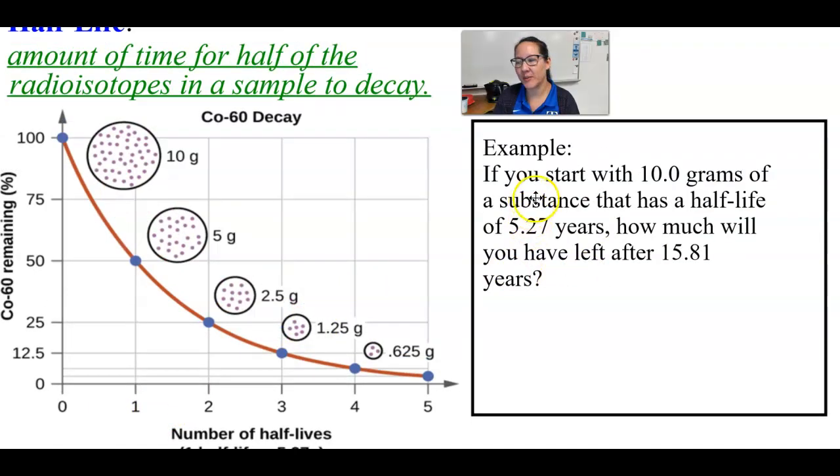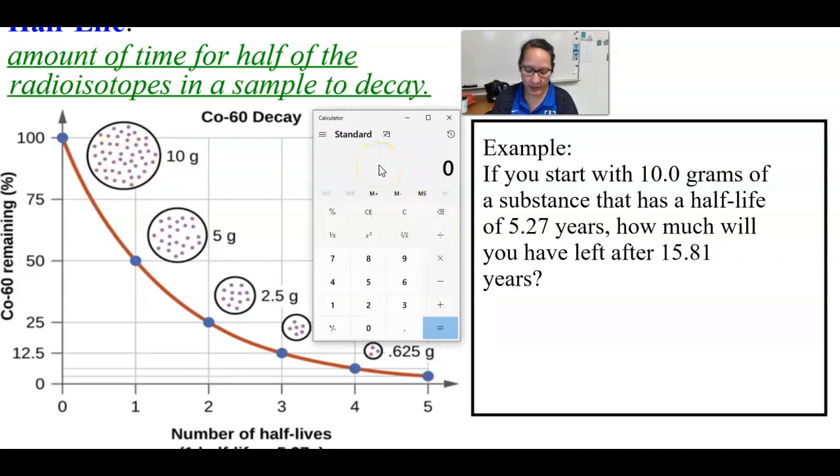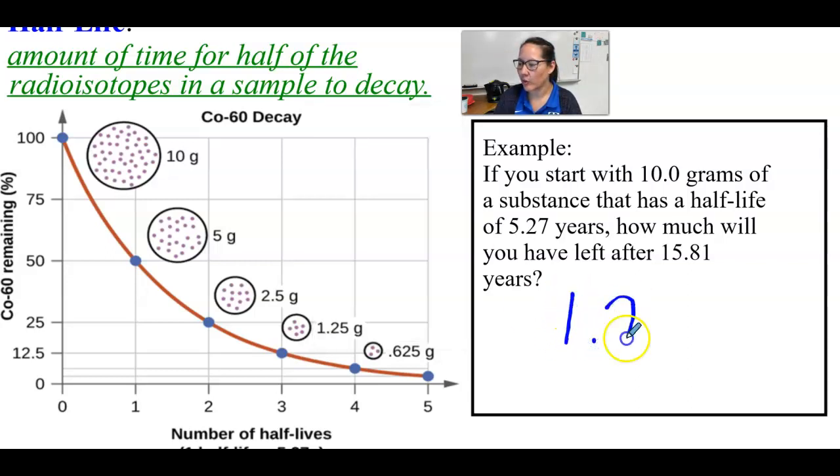So if we look at the example in the box, if you start with 10 grams of a substance that has a half-life of 5.27 years, how much will be left after 15.81 years? First we can take a calculator and divide the total time, 15.81, by the half-life time, 5.27, and we can see that it's going to cut in half 3 times. So I'll take my mass, 10 grams, and divide by 2 once, twice, and then 3 times, and so 1.25 grams is how much I have left that is still radioactive after 15.81 years.